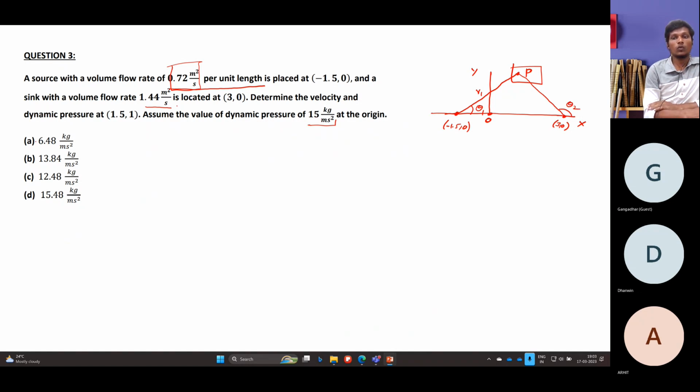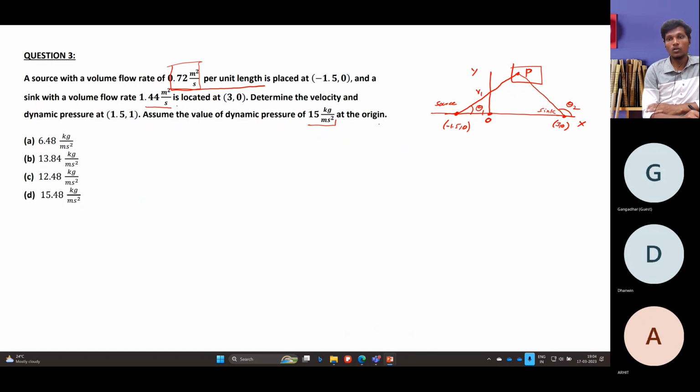They asked for the point at 1.5 comma 1. Yes, x equals 1.5 and y equals 1. And this is your source flow, and this is your sink flow, right? Now, if you individually have the source flow, you can write the stream function of the source flow and find the velocity at that point by using the derivative of the stream function, and if you have the density value, you can also find the dynamic pressure.